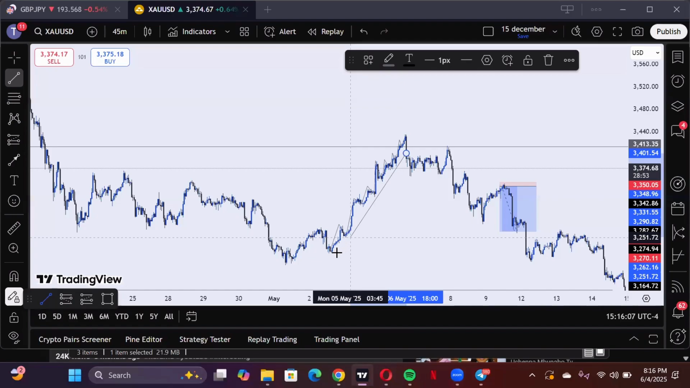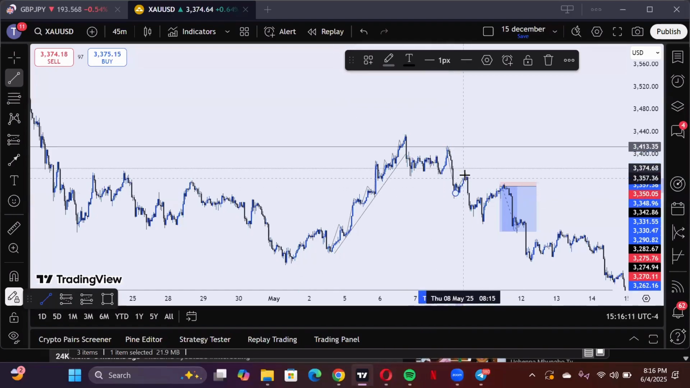An uptrend. Then this is made up of a series of lower highs and lower lows, lower highs and lower lows, and this signifies what? A downtrend. So when our market is on an uptrend, it is trending to the upside. When our market is on a downtrend, it is trending to the downside.